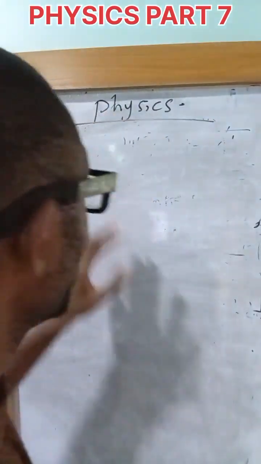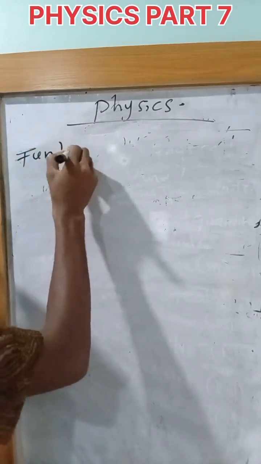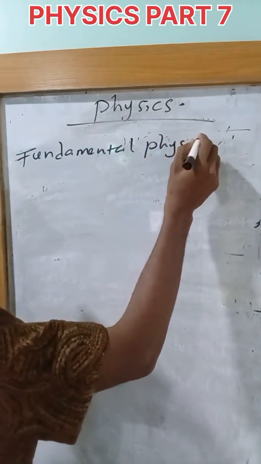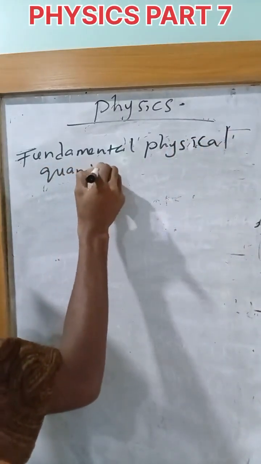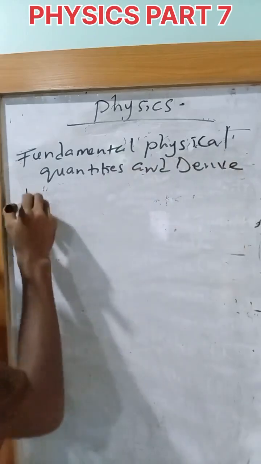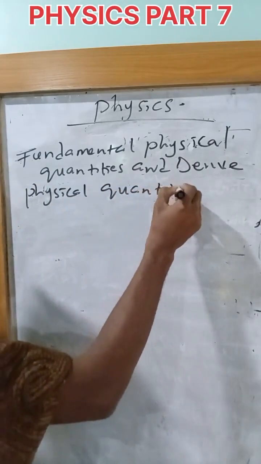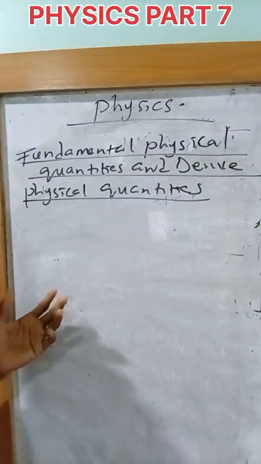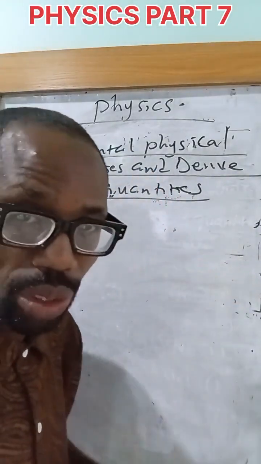Today we're looking at physics, and in physics we're looking at fundamental physical quantities and derived physical quantities. Now, when we talk about fundamental physical quantities and derived physical quantities, we're looking at four fundamental physical quantities.